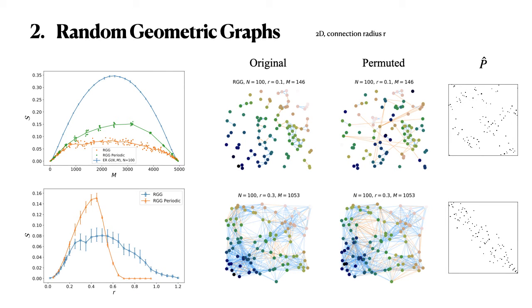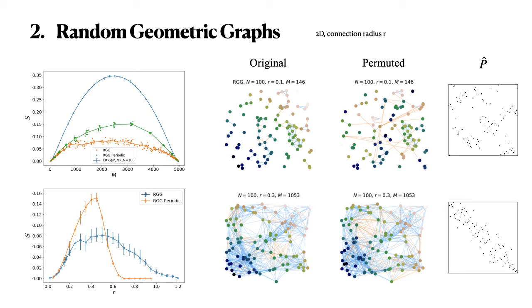The second model that we looked at is the random geometric graph. Here we're showing S as a function of m as well as the connection radius r. And we also showed S for ER networks as a comparison. So we can see that RGGs with or without periodic boundary conditions are always more symmetric compared to ER graphs.